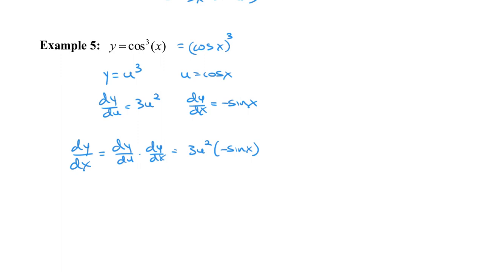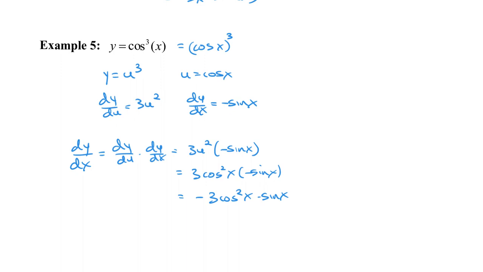Okay, so then we've got 3u squared. Well, u is really cosine, so it's 3 cosine squared x times negative sine of x. And then we could just bring the negative out front and go negative 3 cosine squared x times the sine of x. Okay, that was the original way.